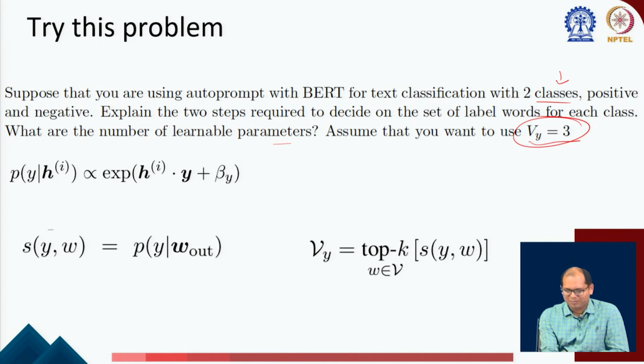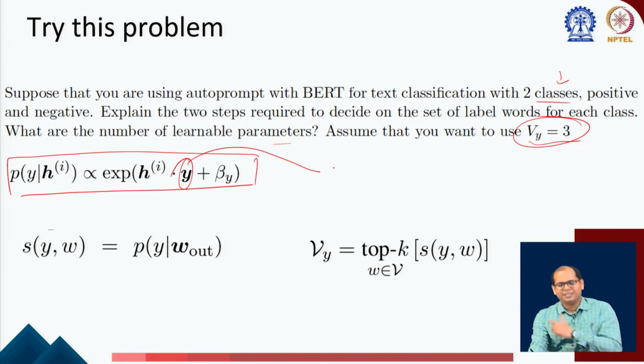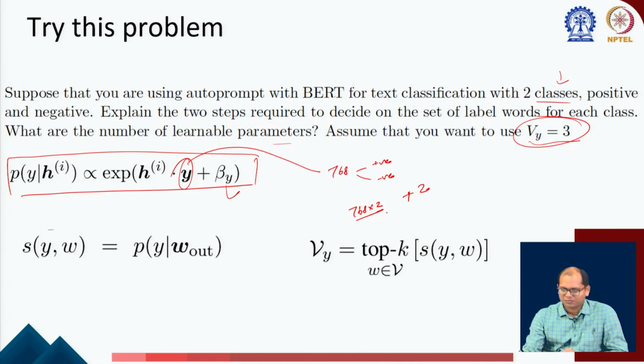Remember, this is what I have to do. I have one y vector for each class, and this has the same dimension as the final hidden vector, so 768, one for positive, one for negative. So I have 768 cross 2 parameters, plus I have some bias terms, 1 per class, so plus 2. So these are my number of learnable parameters.